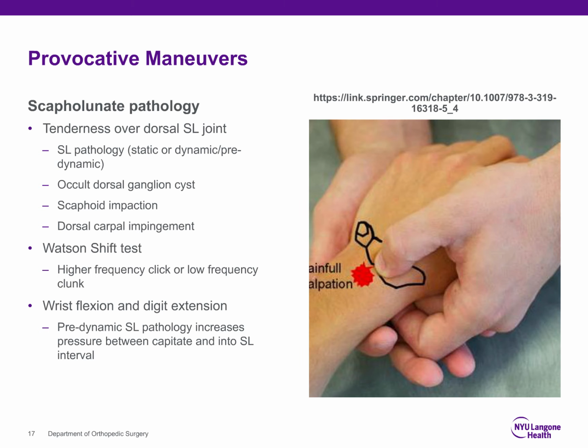The Watson shift test is also something that we use for scapholunate pathology, but that also can be a difficult test to perform. And then you also have to compare it to the contralateral side, because someone may have what you determine to be an abnormal Watson shift test, but then you examine the other side and you realize, you know what, that seems to be very similar to the contralateral side.